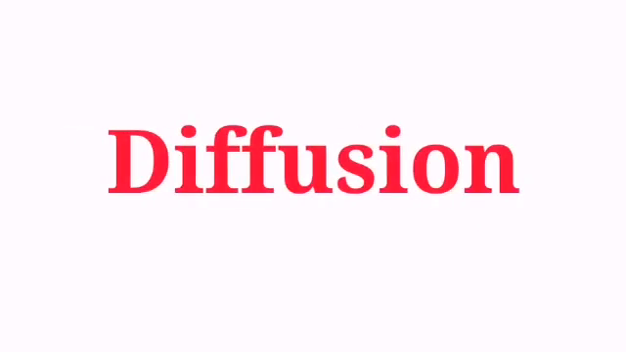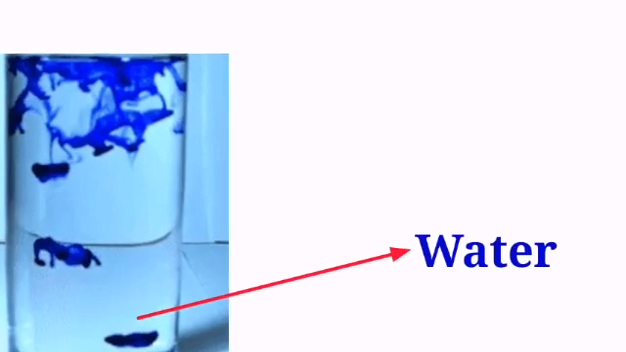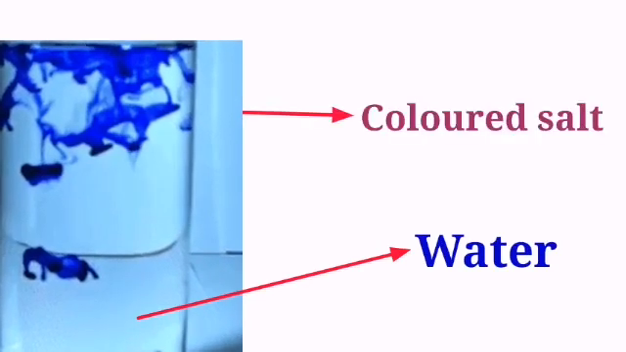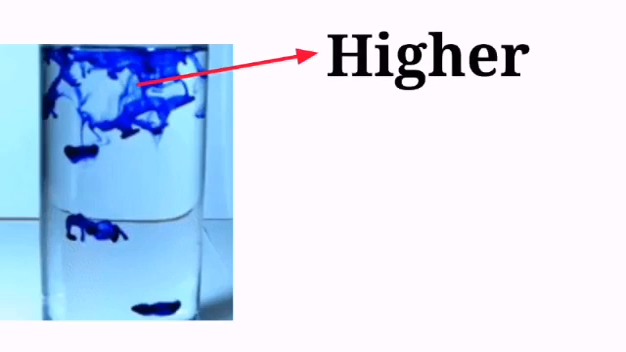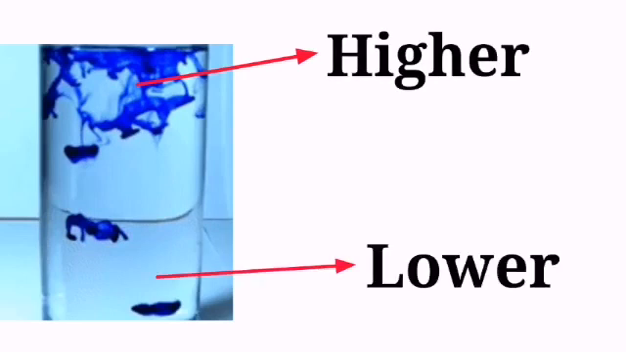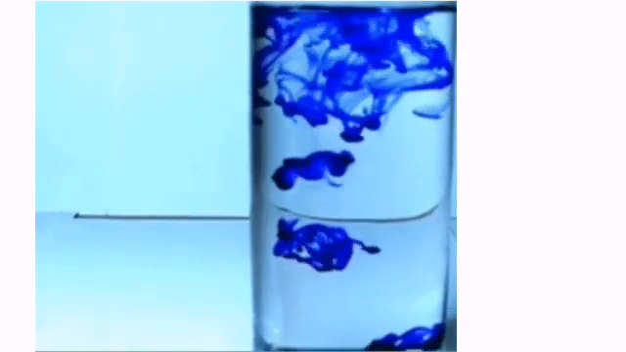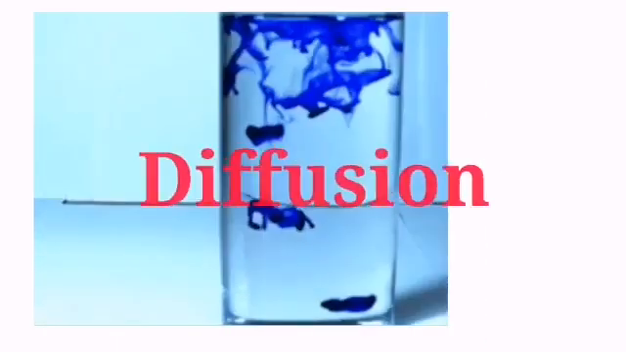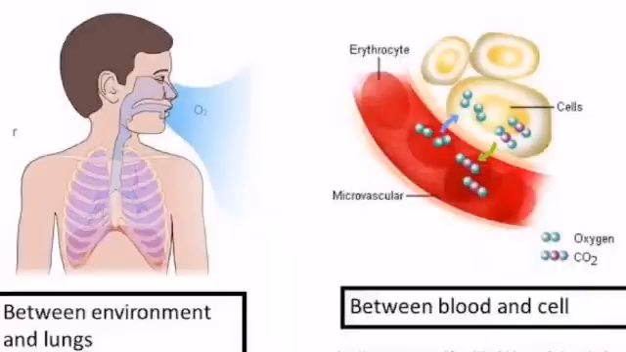If you see here, one glass contains water and to it add some colored salt. So the concentration of salt is higher at this corner, but slowly it moves towards the lower concentration and spreads throughout the glass. This movement of substances from higher concentration to lower concentration is called diffusion. Usually, gaseous exchange across plasma membrane takes place by the process of diffusion.